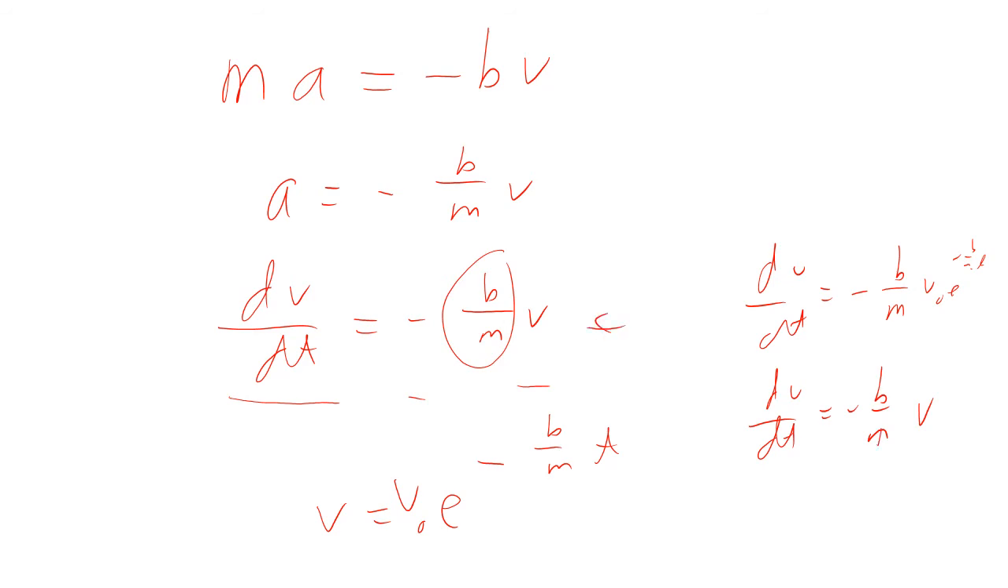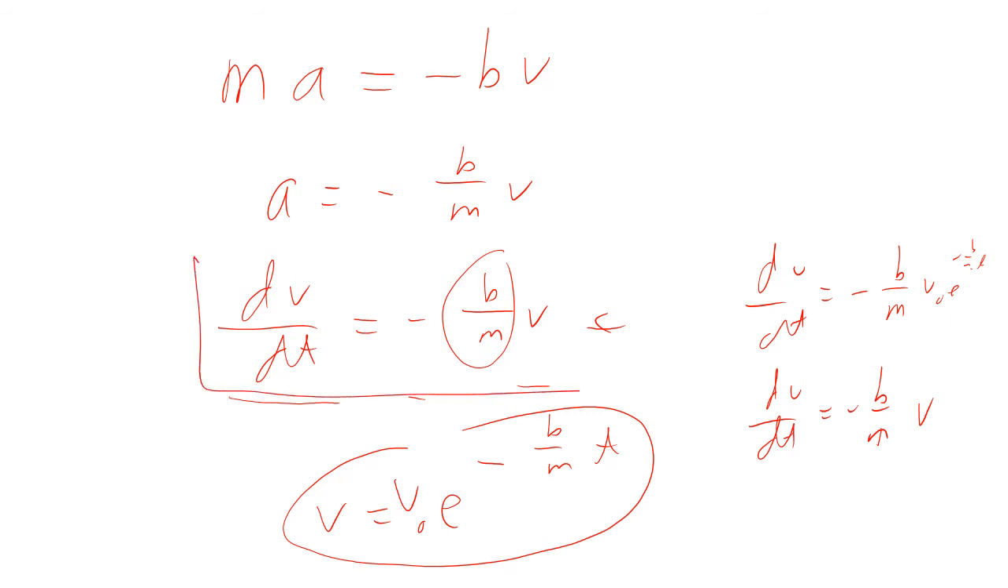Okay, now, what you learn in math is that when you come up with a solution like this, it is what they call sufficient and complete, meaning it is the only solution you need and the only solution that works for that equation. Okay, so now we have a solution to the equation. So v equals v naught e to the minus b over m t.